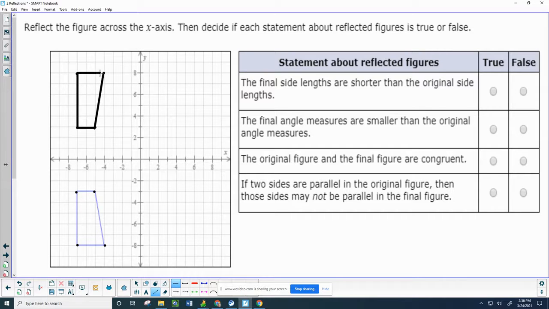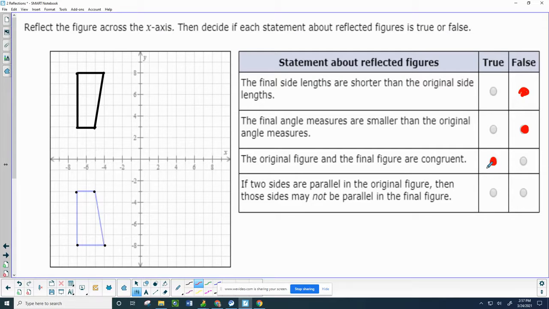And as you can see, they look like the same shape, just reflected across the x-axis. Now, the final lengths are shorter than the original lengths. That's false. So we're answering a few questions about what we just did, okay? The final angle measures are smaller than the original angle measures. No, they're exactly the same. The original figure and the final figure are congruent. That is true. That means they are the same size, same shape.